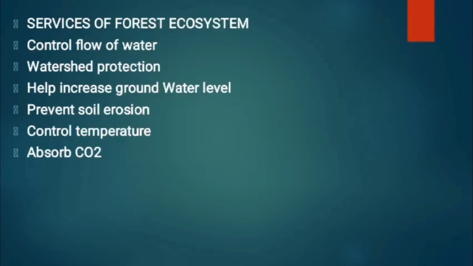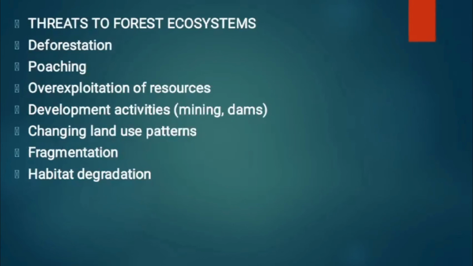Services of forest ecosystem. Services of forest ecosystem are that it can control the flow of water, watershed protection, help increase groundwater level, prevent soil erosion, control temperature, absorb CO2. Threats to forest ecosystem. The threats to forest ecosystem are the following: deforestation, poaching, overexploitation of resources, development activities like mining and dams, changing land use patterns, fragmentation, and habitat degradation.